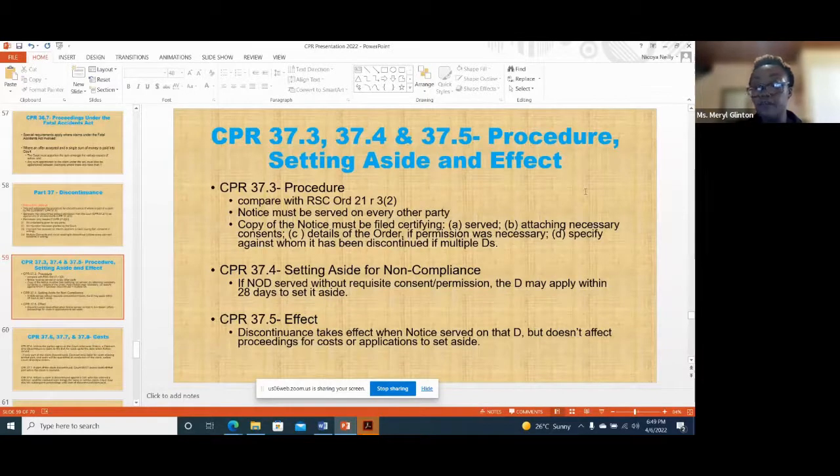But at 37.5, we see that the effect of discontinuance is immediate. It takes place from the date of service of the notice. But of course, that effect does not affect any proceedings in relation to costs or any proceedings to set aside a notice which ought not to have been served. Next slide.